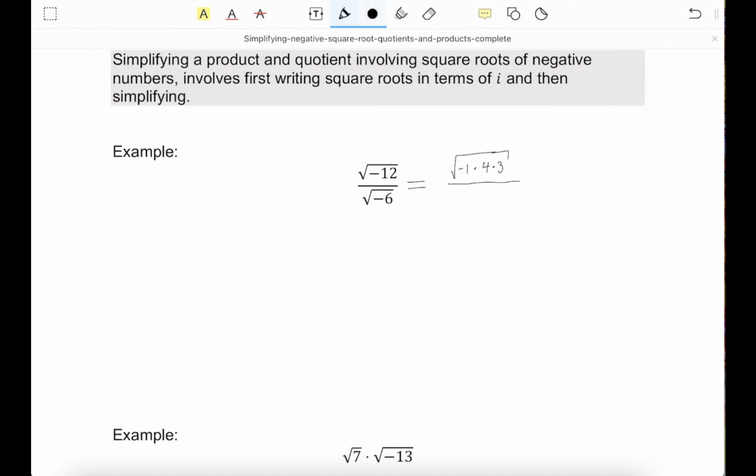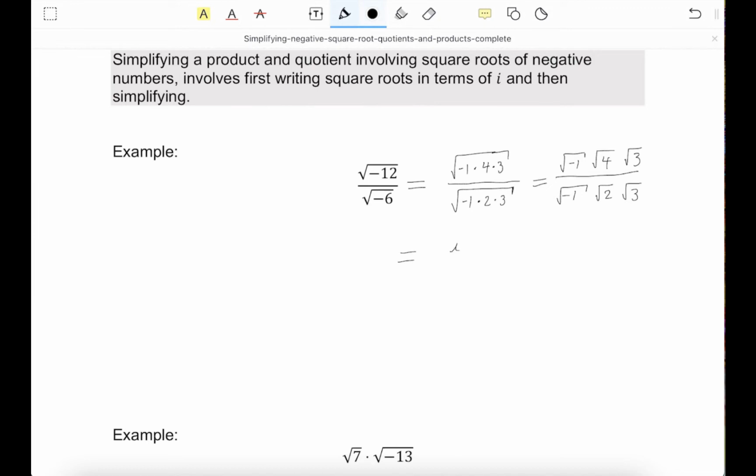And then this is over the square root of negative 1 times 2 times 3. Okay, so this is now the square root of negative 1, the square root of 4, and the square root of 3 in the numerator. We have the square root of negative 1, the square root of 2, and the square root of 3.